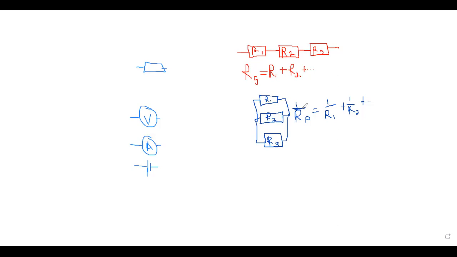So it's 1 over RP is equal to 1 over R1 plus 1 over R2. So there's this, and there's also this special, I don't even think it's special, but it's just through mathematics. If you only have two resistors that are in parallel, you don't have to go this far. You can actually just say resistors in parallel RP is equal to R1 multiplied by R2 divided by R1 plus R2.